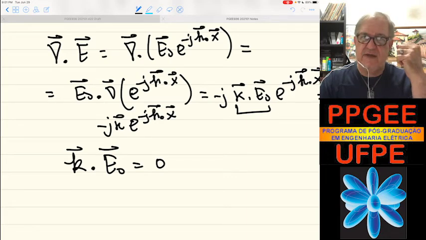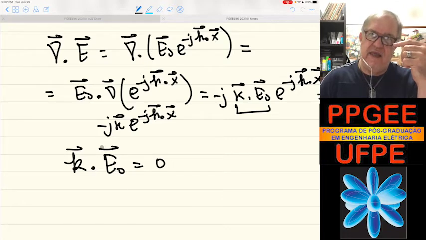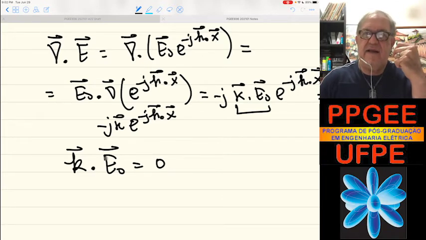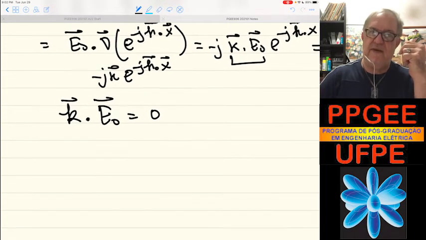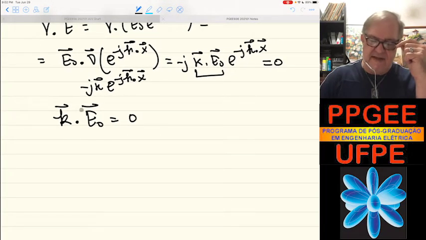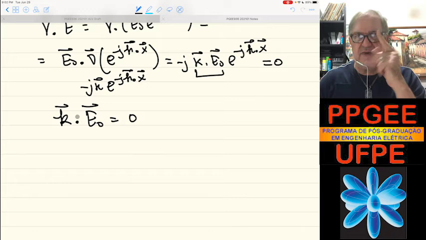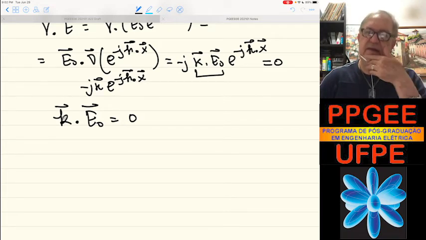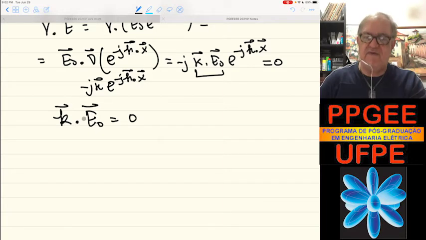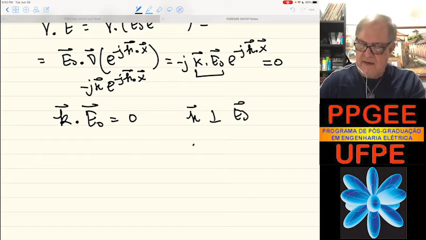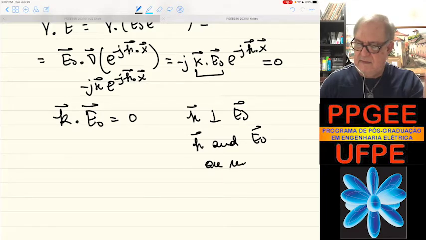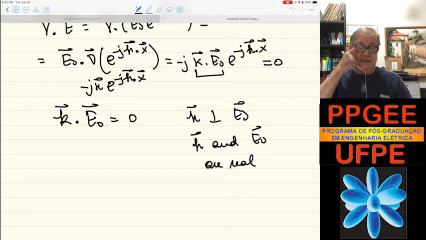But if K is a real vector, this would mean that K is orthogonal to the field E in the time domain. Try to look into that question and see what you conclude. I'm going to leave that to you. So let's interpret that K and E0 are orthogonal vectors. K is a real vector, right? So if E0 is a real vector, this means that these vectors are orthogonal. K and E0 real. So that's what it means.